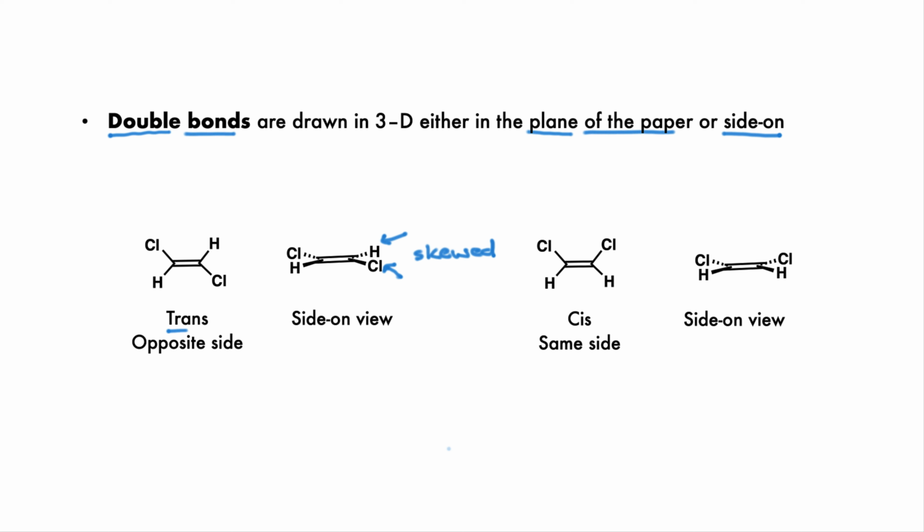2 substituents on a double bond are trans if they are on opposite sides, and they are cis if they are on the same side. Cis and trans isomers are different molecules and have different properties.